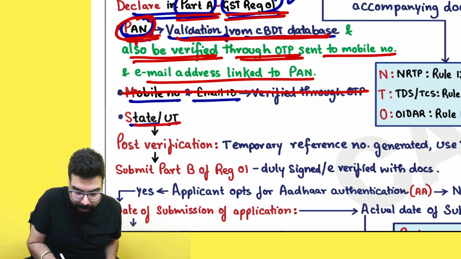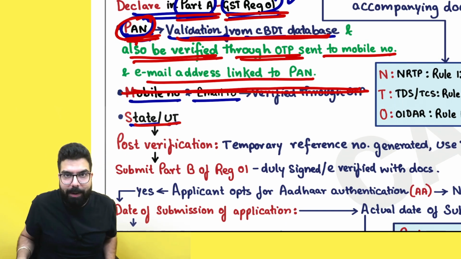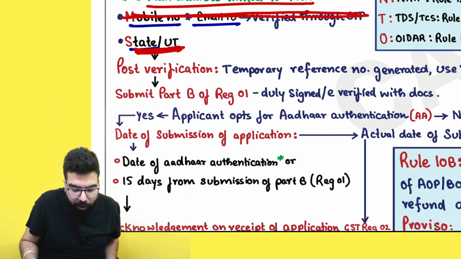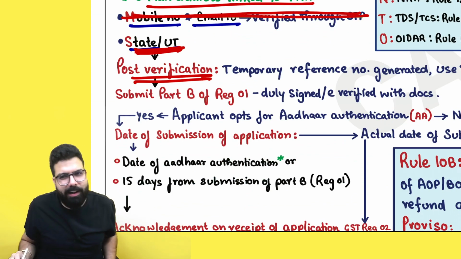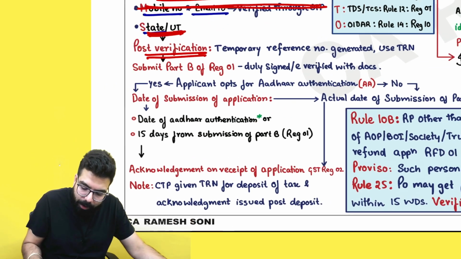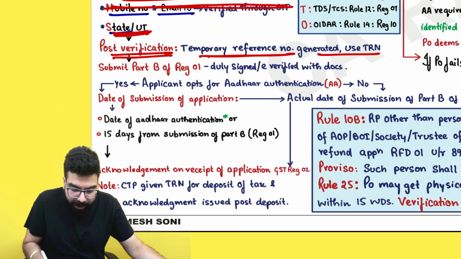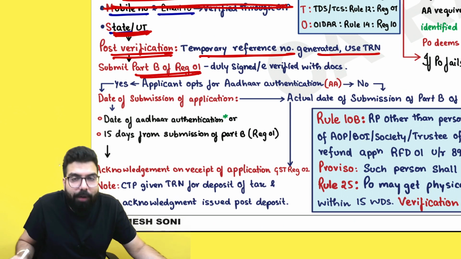And then they are saying now you don't have to declare your mobile number and email ID. You just have to declare your state or union territory. Once the verification of Part A is done, a temporary reference number, TRN number, will be generated. Now you use your TRN number and fill Part B of GST REG01.